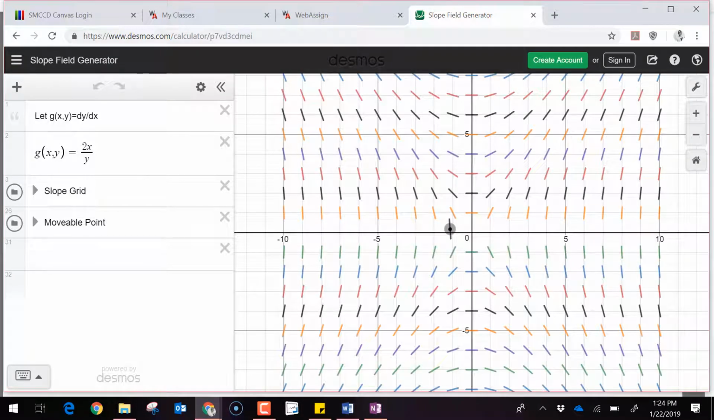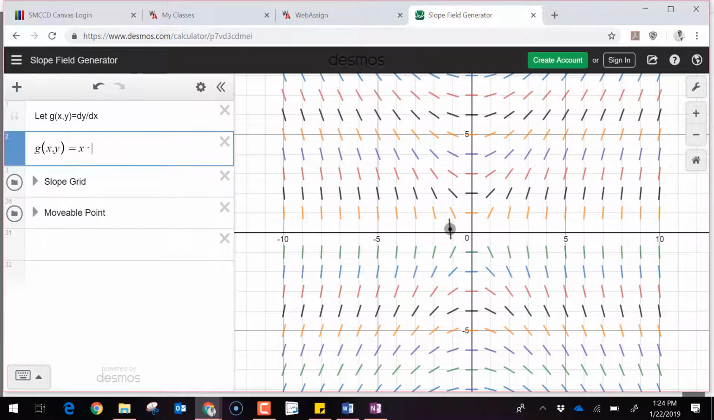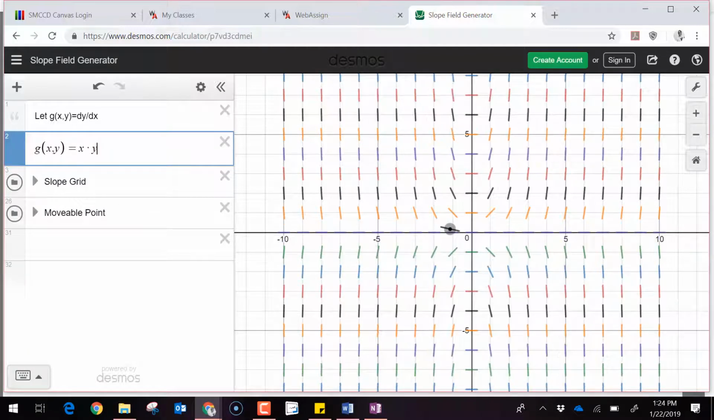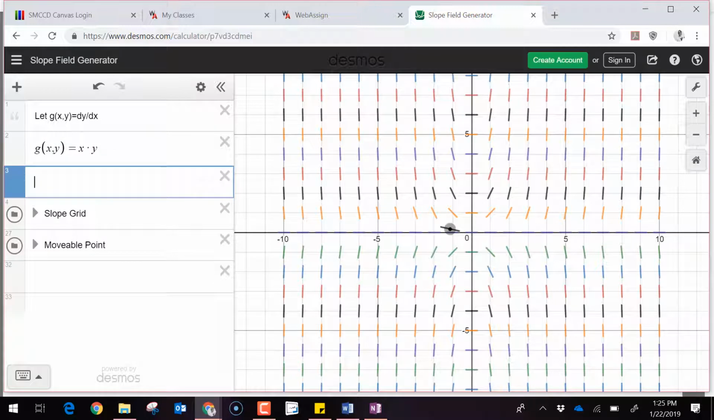So if we have a particular function that we can put on there, like g of x, y is equal to 2x divided by y, this is how your slope field is going to look. Let's take a look at our example, x times y. So this is how our slope field would look. Some of these tools have special features. Here's a movable point. If you move this point around, you can try to figure out what your slope is, or how it would look relative to the other pieces here.